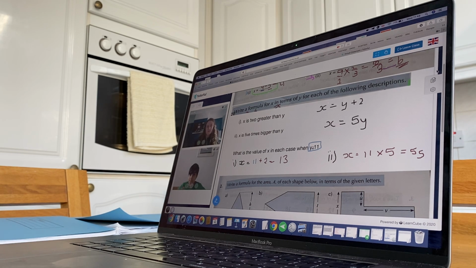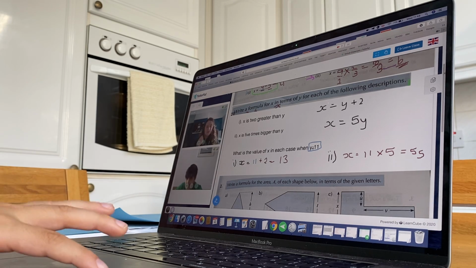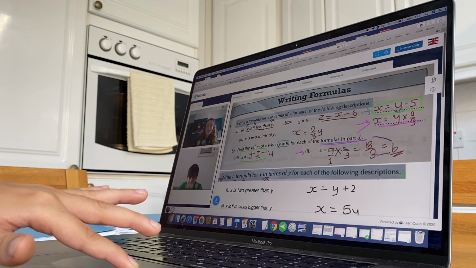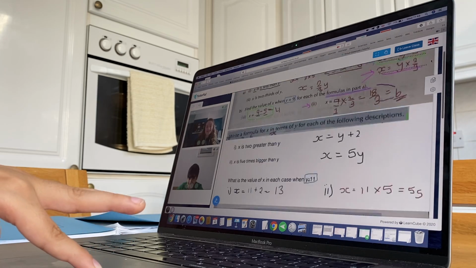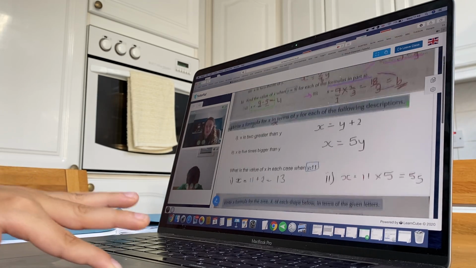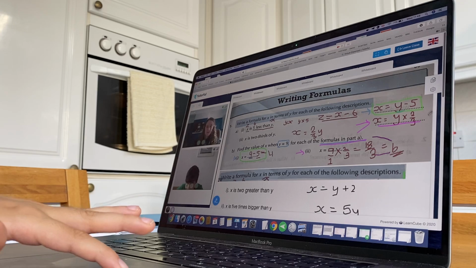What do you think? Easy, hard? Get it? Don't get it? Yeah, it's easy. It's easy? Okay. Right, we'll try something harder then. We'll move on to this shapes question underneath.